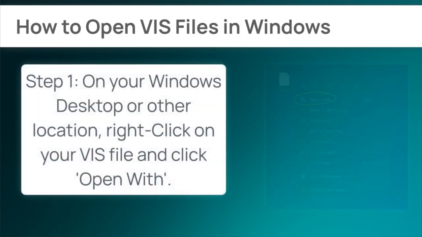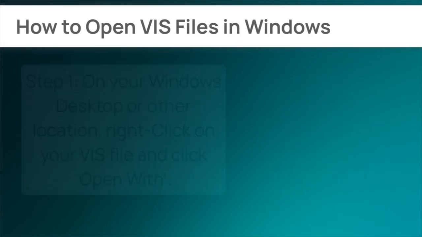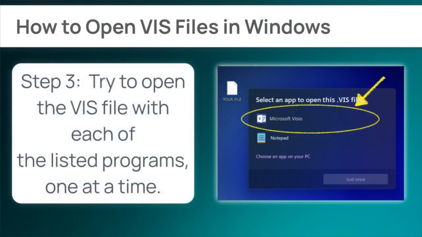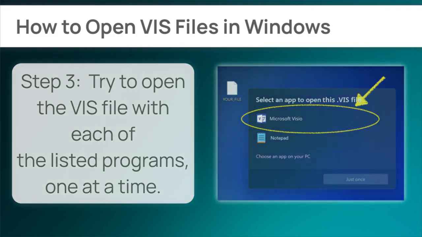This is the first diagnostic step. Right-click your VIS file and click Open with, Test with Microsoft Visio first. If it's not there, choose a different application. Sometimes a generic viewer works better.